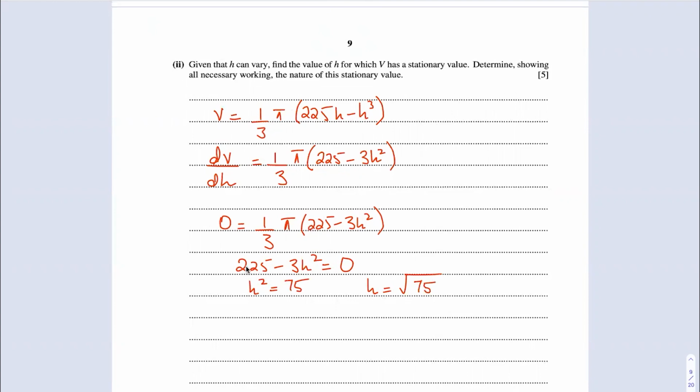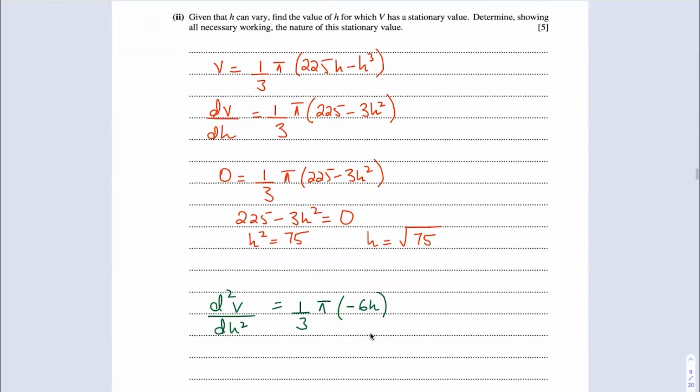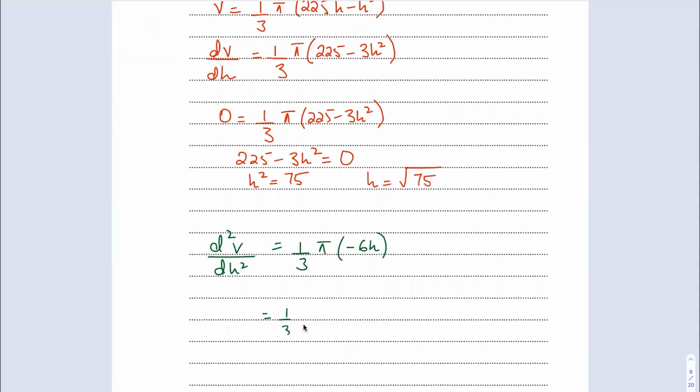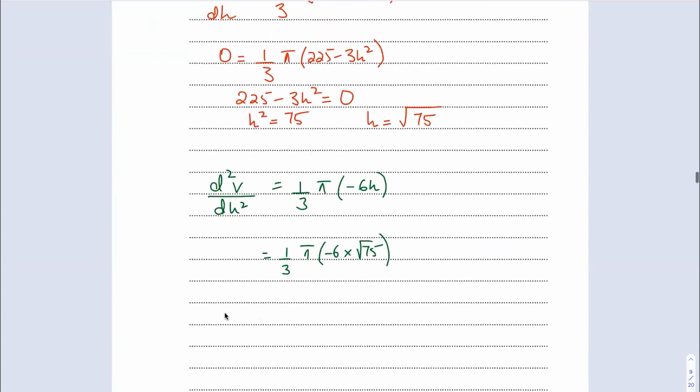For the nature of the stationary value, we'll differentiate the function again. Differentiating again, we get d²V/dh², which is equal to 1/3 π, which will again remain as it is. The 225 will become 0, and differentiating −3h², we get −6h. Substituting the square root of 75 over here, we get 1/3 π × (−6 × √75). Now, as we have a negative value, we know that the double derivative will be less than 0, which means that this will be a maximum point.